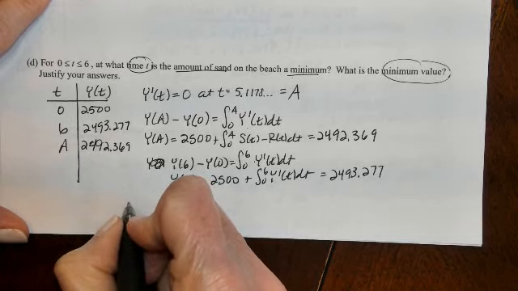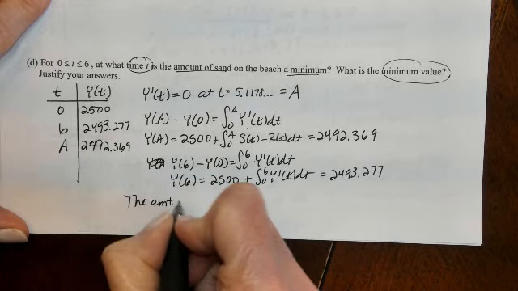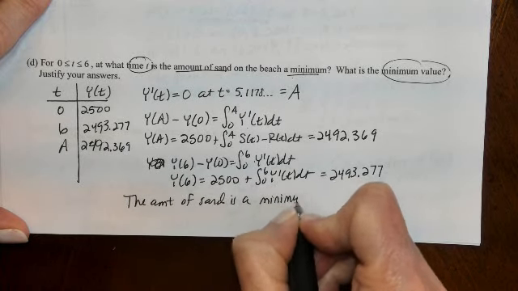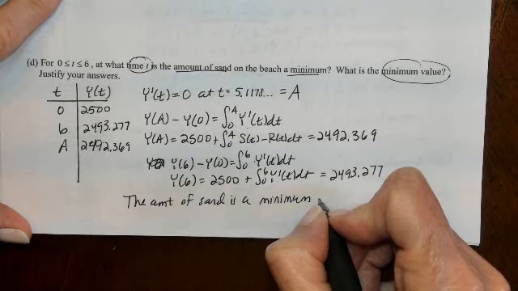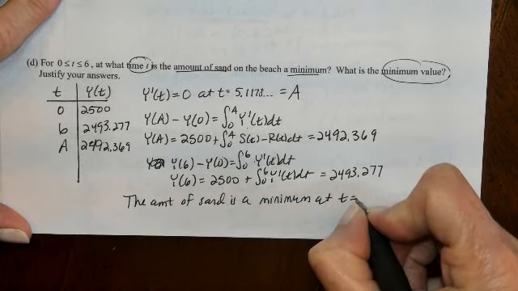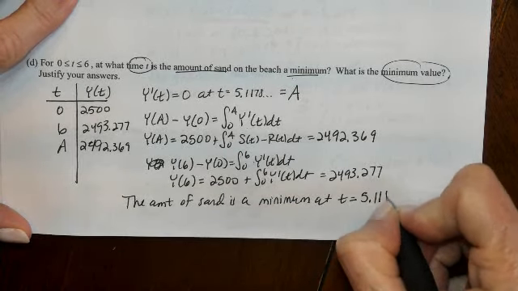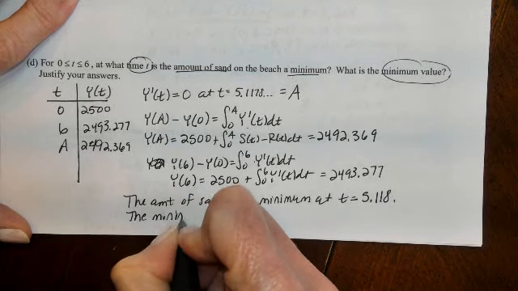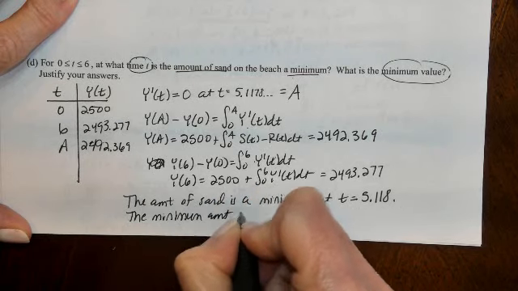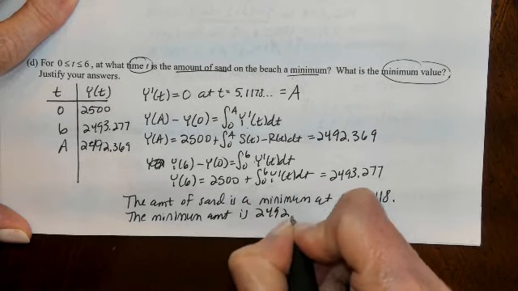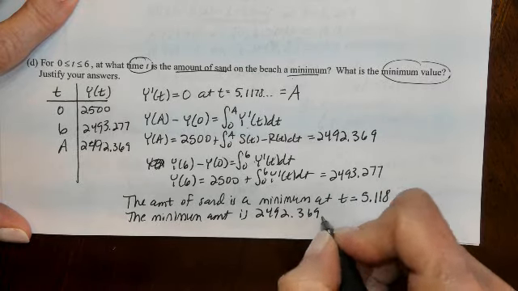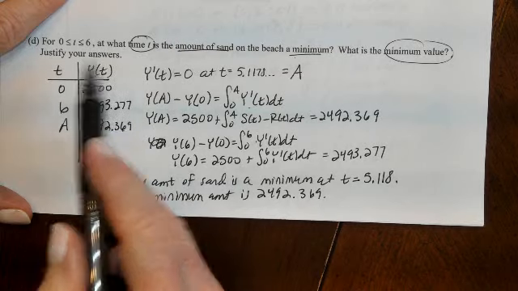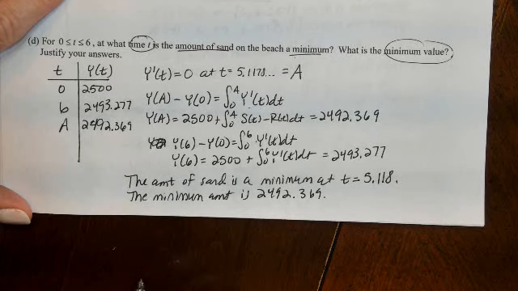So the amount of sand is a minimum at time 5.118. The minimum amount is 2492.369. And again, if you want to say by closed interval test, that's fine, but since we finished with closed interval test, that's fine as well.